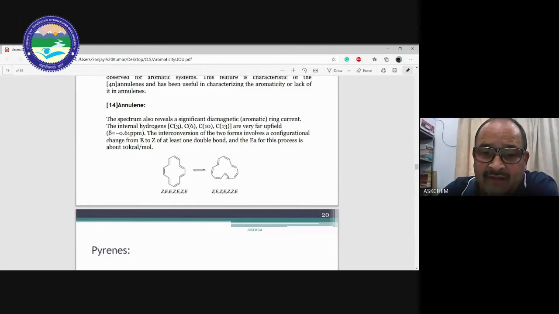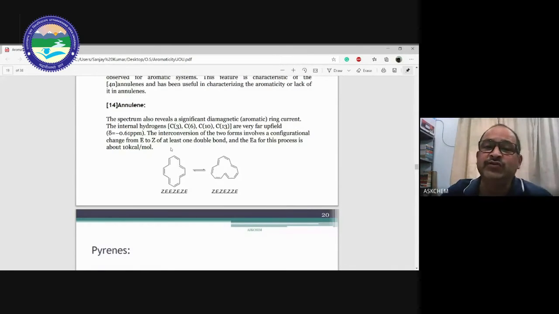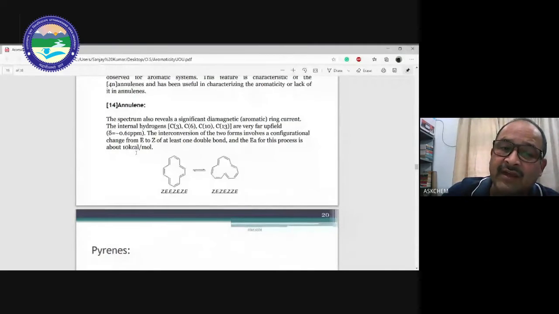One bond is trans, the other bonds become cis in the interconversion. So the interconversion of the two forms involves a configurational change from E to Z, at least one double bond. And the energy of activation for the process is very low, that is 10 kilocalorie per mole. So this rapid interconversion is there.